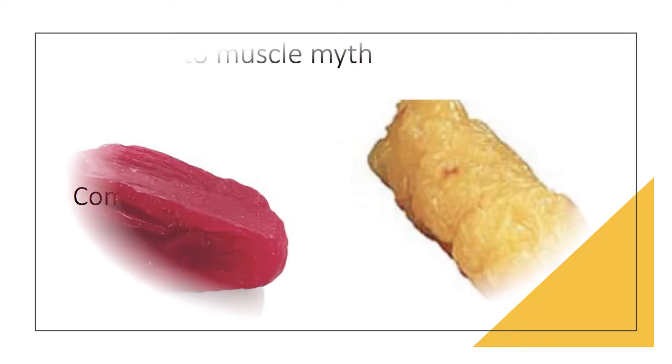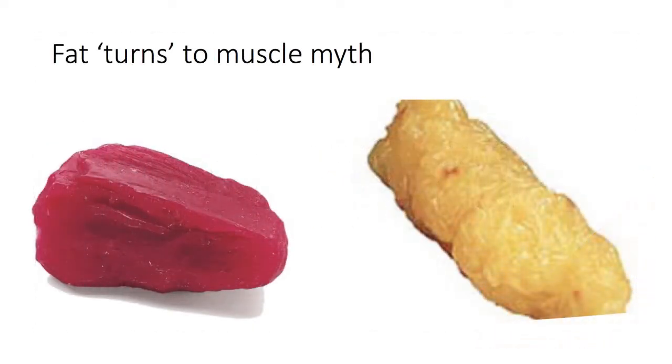Fat turns to muscle myth. There's a lot of myths around fitness, and muscle and fat is one of them. They don't turn into each other. I hear this a lot: I want to turn my fat into muscle. It doesn't happen. Or somebody says, oh, I stopped working out and all my muscle turned into fat. It doesn't. It's like saying an apple turned into an orange. They are two completely different tissue types. One does not turn into another.